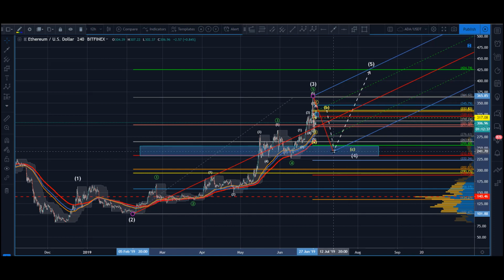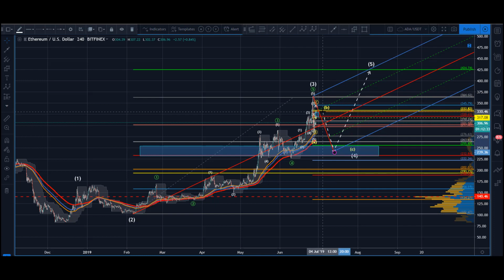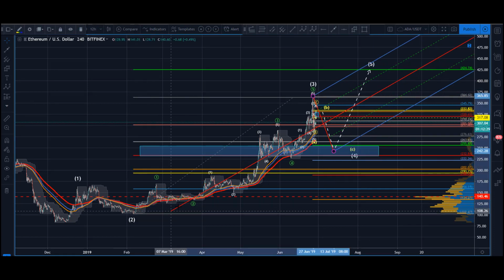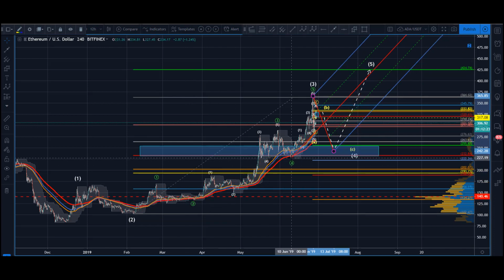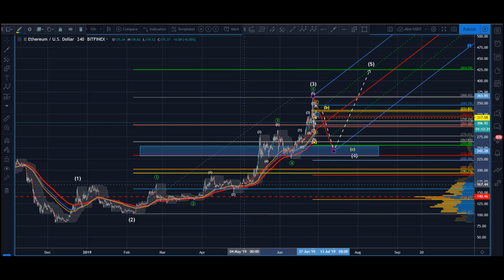I actually don't think this is going to take a lot of time. I think this is kind of what we're shaping up here for. So up to the upper parallel. But if it doesn't quite fit there, there's going to be temptation to consider these other pivots here. Even something as low as that is worth looking at.